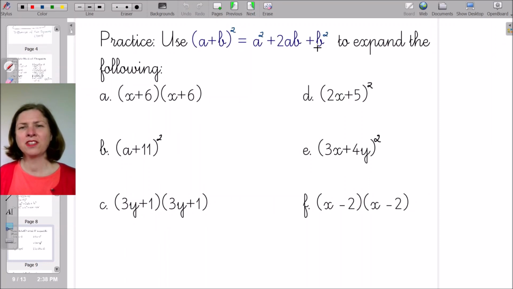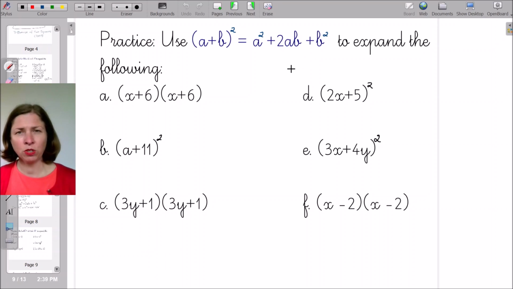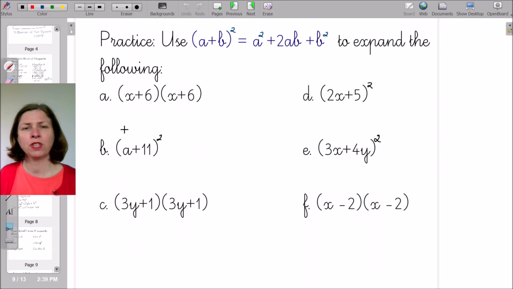Okay, so remember that this is my rule. a plus b squared equals a squared plus 2ab plus b squared. So once again, what I want you to do is pause your video and practice these yourself and then hit play and see how you go. Now, if you do get stuck, of course, feel free to hit play and watch me do them. I'm going to talk through these ones.